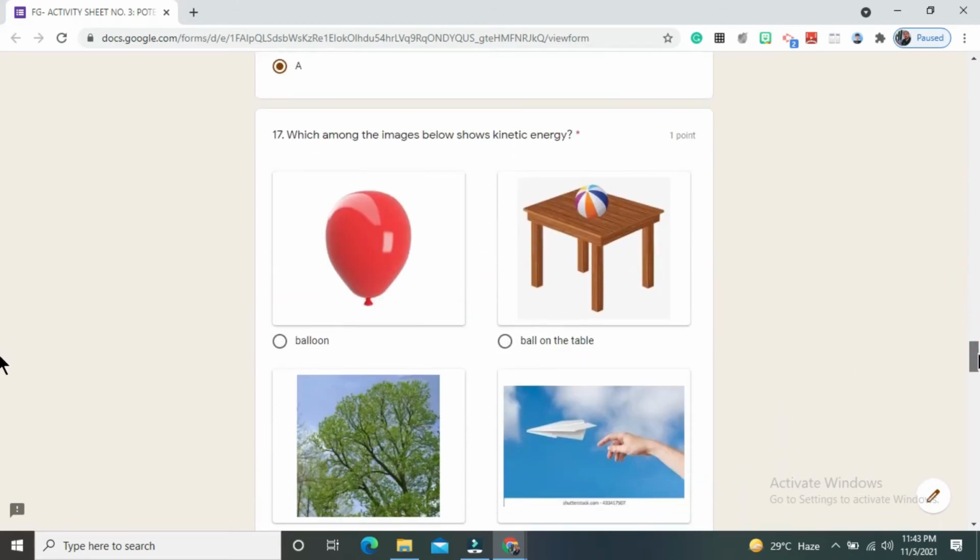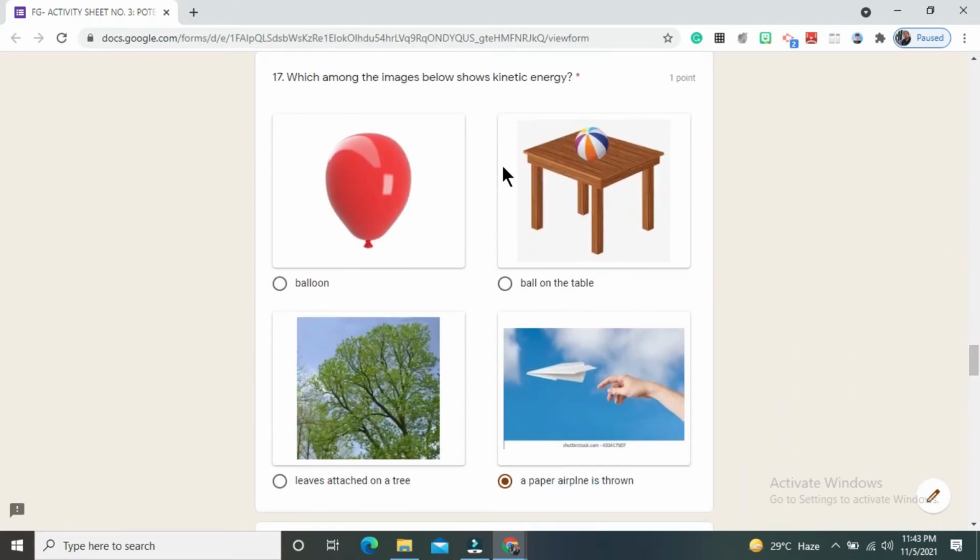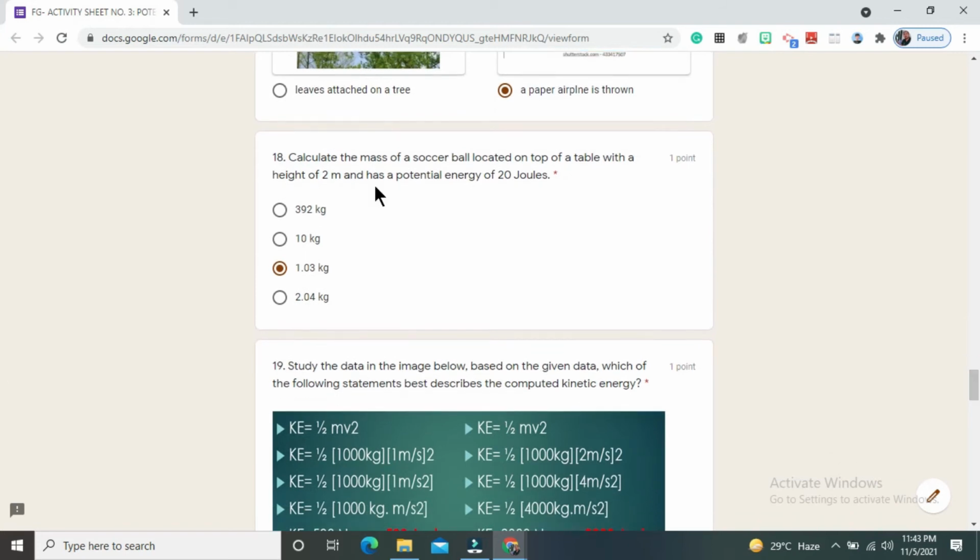Question number 17. Which among the images below shows kinetic energy? The correct answer is a paper airplane is thrown. Question number 18. Calculate the mass of a soccer ball located on top of a table with a height of 2 meters and has a potential energy of 20 joules. The correct answer is 1.03 kilograms.